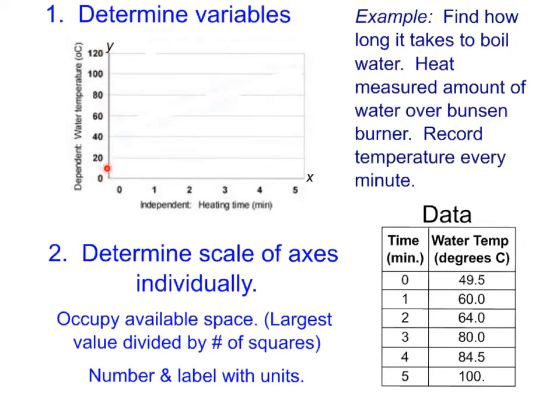Likewise, we need to determine the scale for the y-axis, which will be these values. We need to get all the way up to 100, maybe a little past 100, so we're not at the very top of our graph. And we equally distribute those over the y-axis. We need to occupy that available space, and a good way to do it is to take the largest value and divide it by the number of squares, because you will have graph paper. That's one easy way to determine that. We're going to number and label with units, degrees C and minutes.